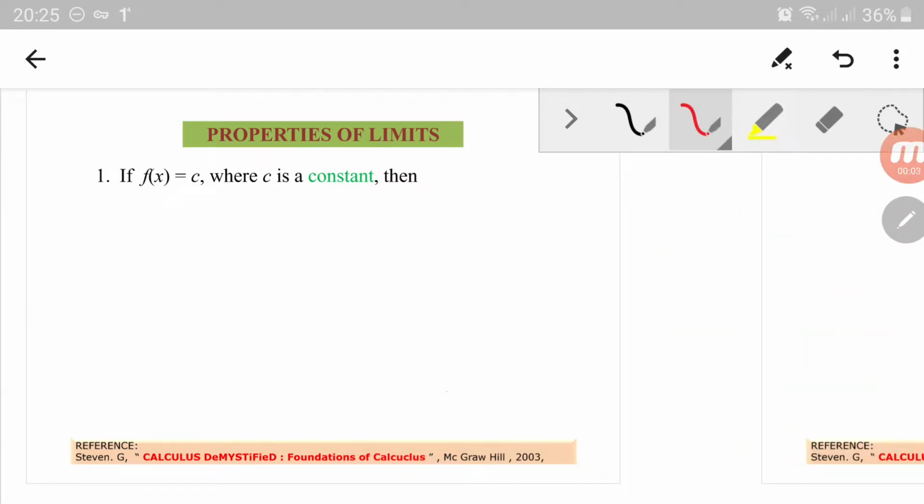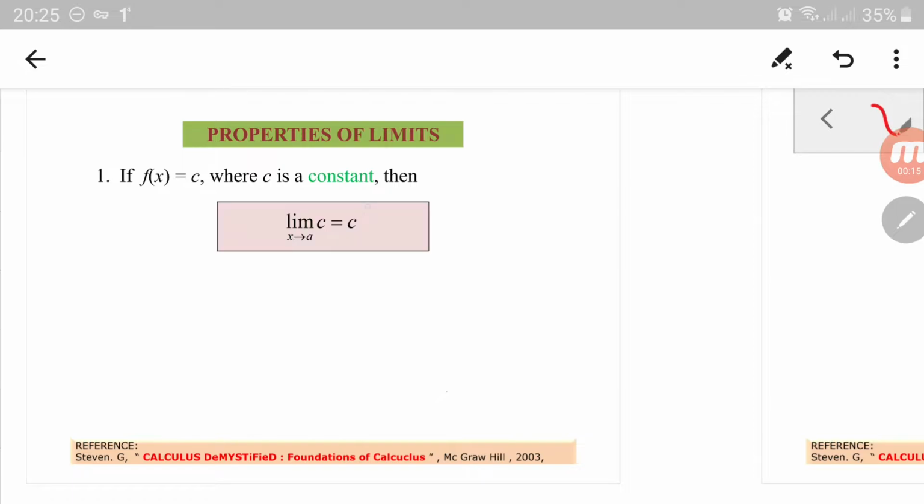In this video, I would like to share with you the properties of limits. The first property of limits: if the function is a constant c, then the limit of c as x approaches a is equal to the constant itself. Maybe we have an example like that.